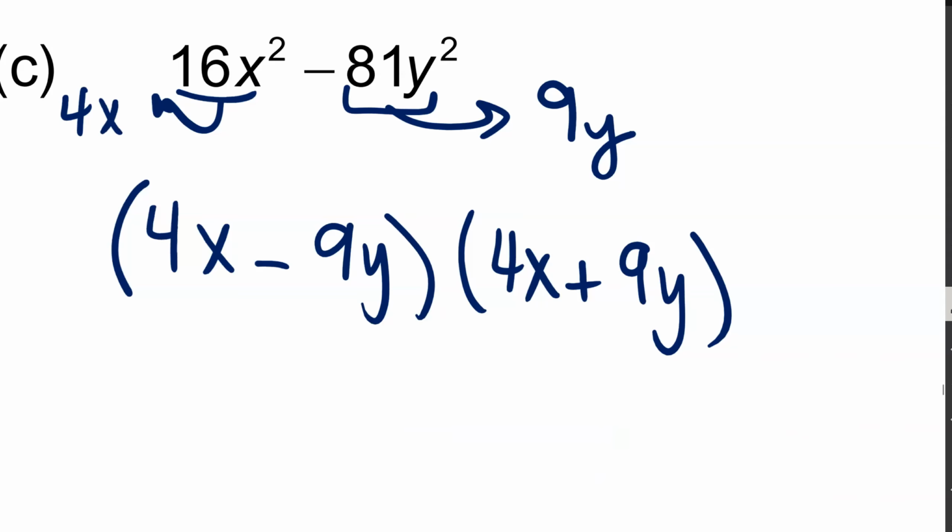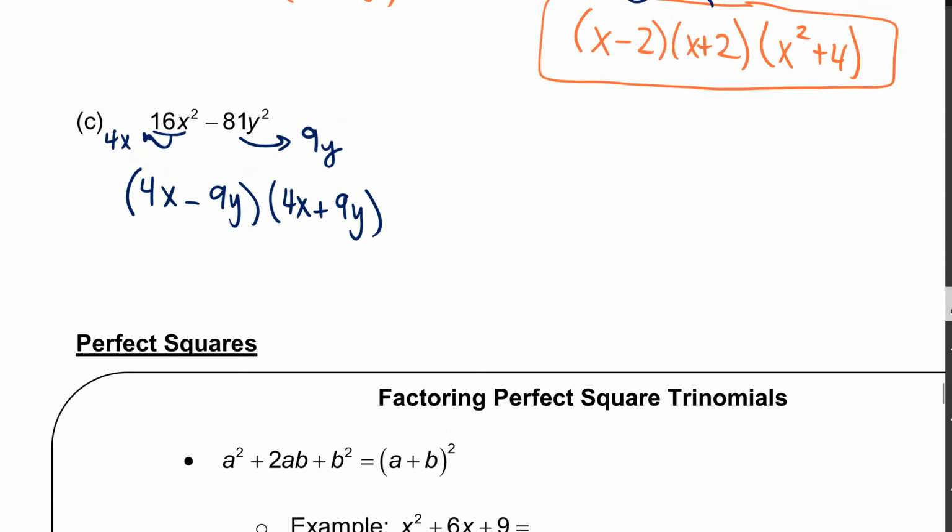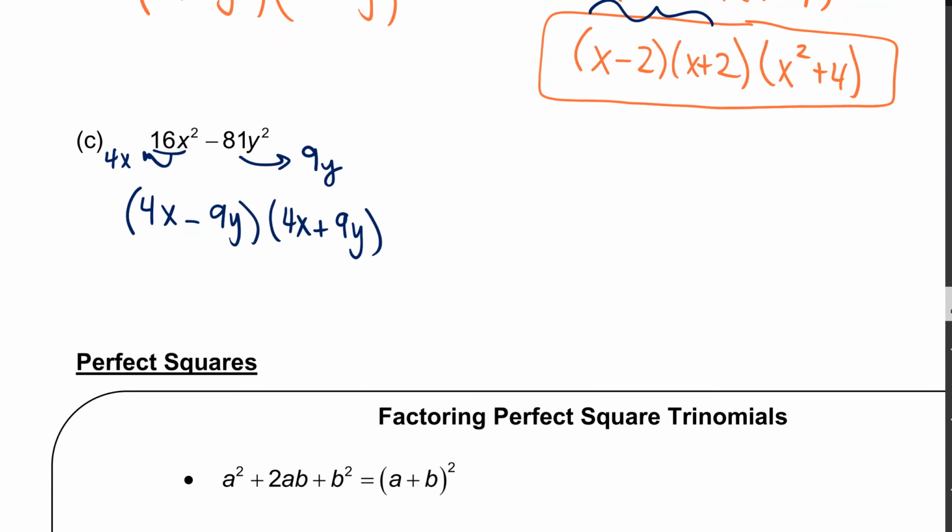As long as you don't switch the 9y and the 4x inside. Since it was minus 81y squared on the right side, you have to have the 9y on the right side in your binomials, to the right of the subtraction and the addition. So that's a difference of squares. If you look at the two binomials, the factors are the exact same thing. The only difference is one's a plus in the middle, one's a minus.